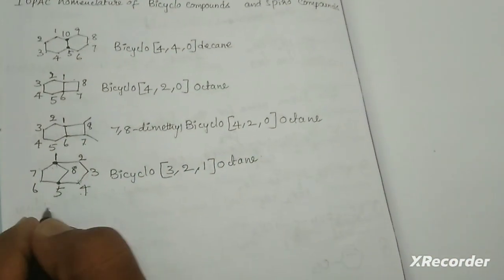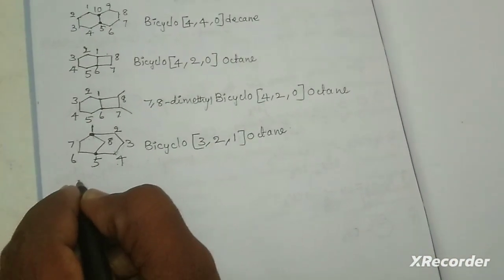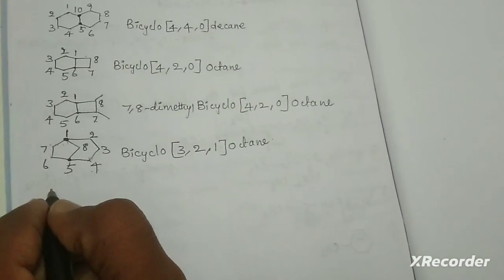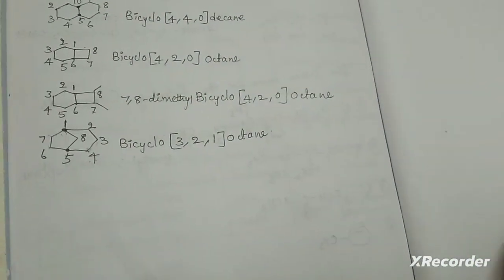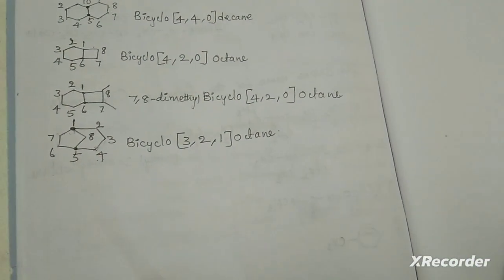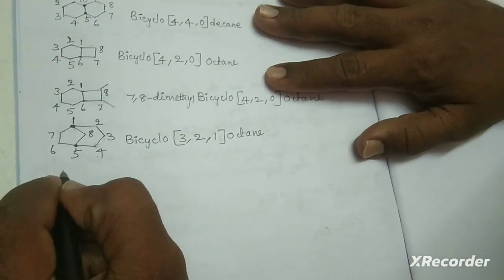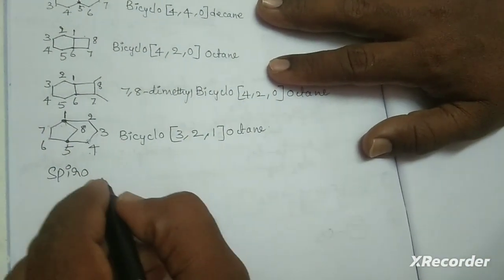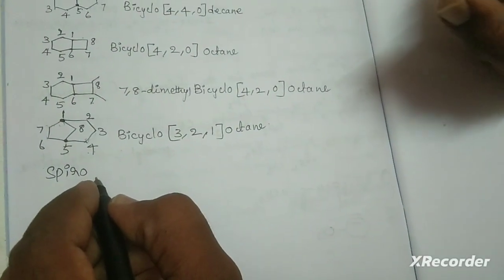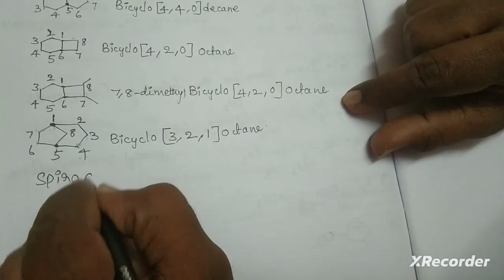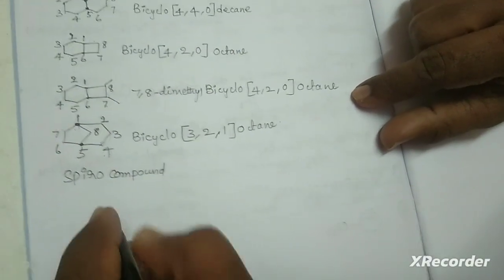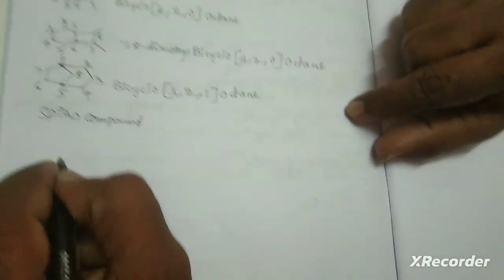Now we will see how the IUPAC name is given to spiro compounds. How do we give the name to spiro compounds? Spiro compounds are nothing but two or more rings connected with a single atom.